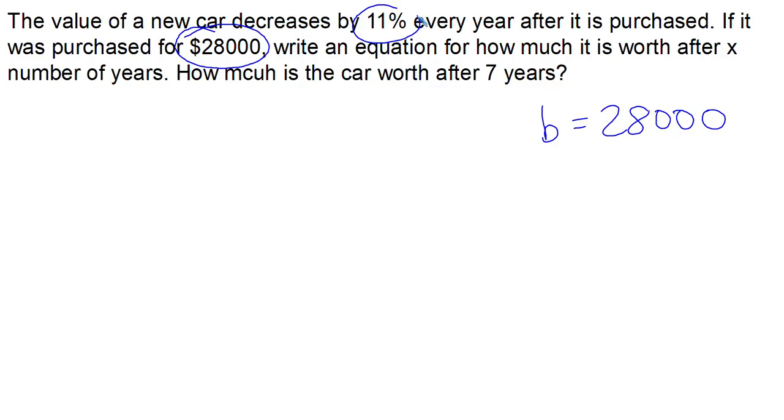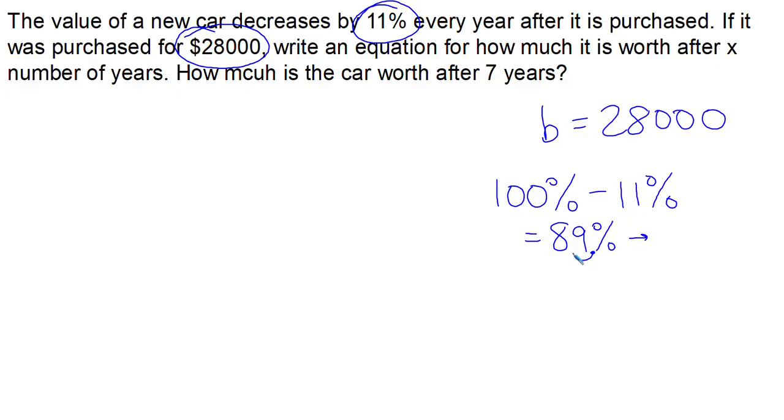So we're going to see that our car is decreasing by 11%. That decrease by a percent is telling us this is exponential. We start with 100% of the value, and then we subtract 11%. Well, 100 minus 11 is 89%. So in order to turn that into a decimal, we'll move the decimal point over. The decimal point would be right here. We'll move that decimal point over 2 spots. So R is going to be 0.89.